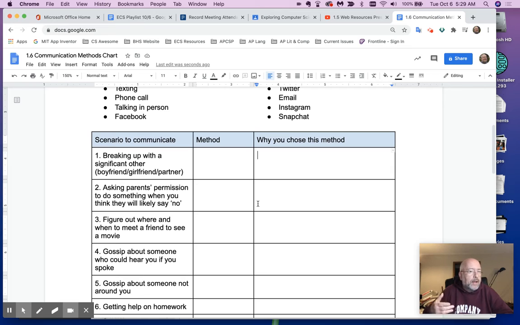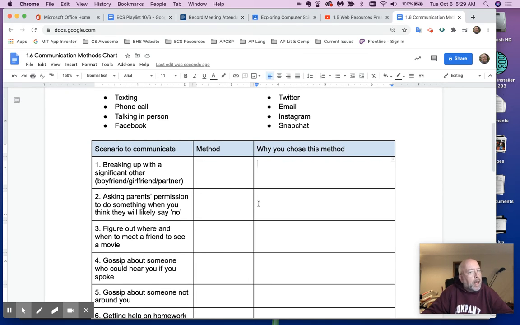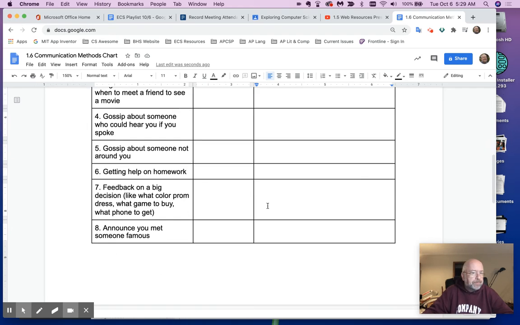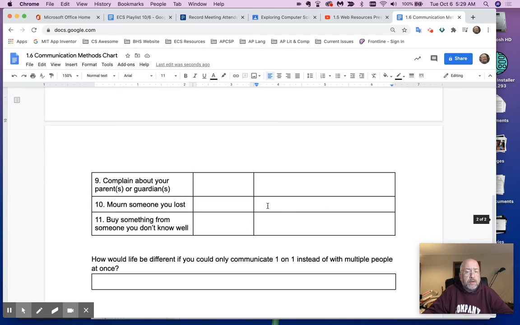Then the second one, asking your parents' permission to do something when you think they're not likely to say yes and they're going to say no. Which one would you use, and how, and why did you choose it? Go through that for all 11 of these.